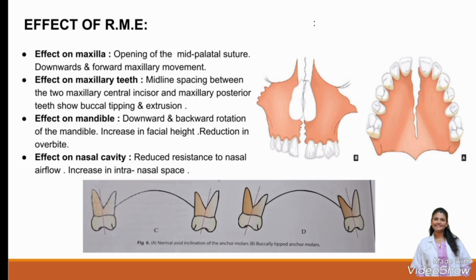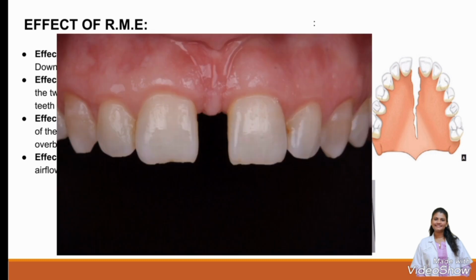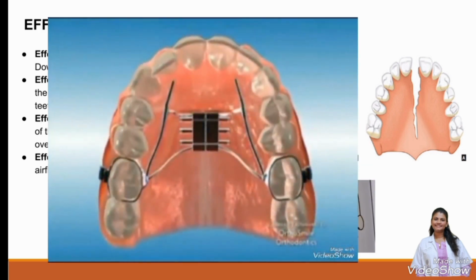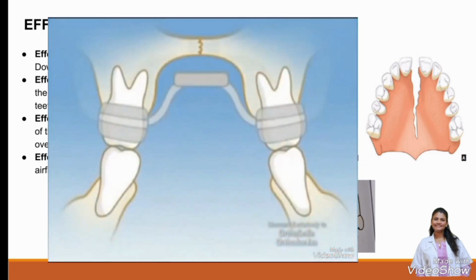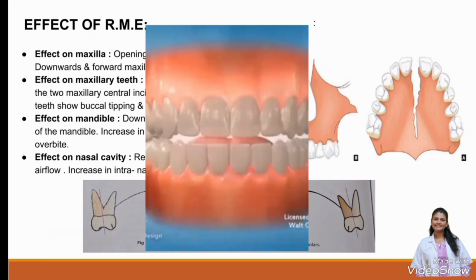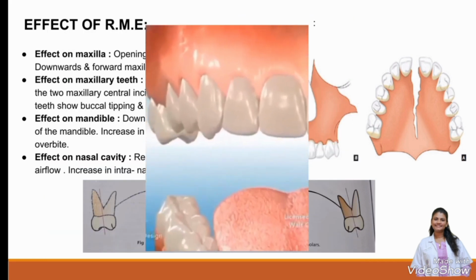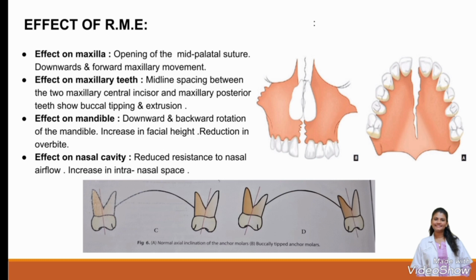Second is the effect on maxillary teeth. There will be midline spacing between the two maxillary central incisors, and maxillary posteriors will be used as handles, which will lead to buccal tipping and extrusion of molars. As we can see in this picture below, the axial inclination of anchor molars is normal, and when they are used as handles during RME, they are buccally tipped.